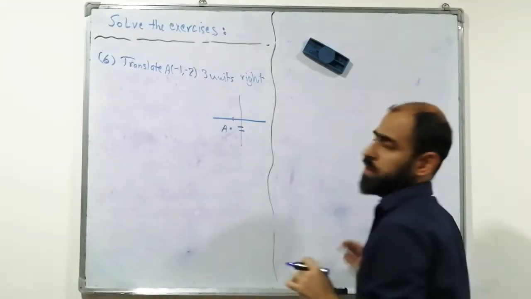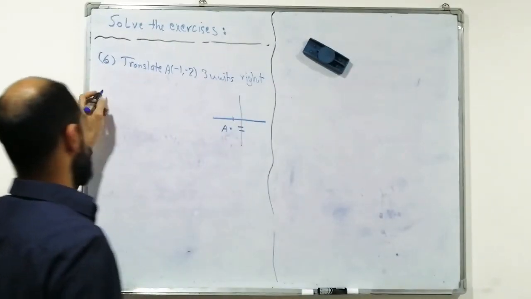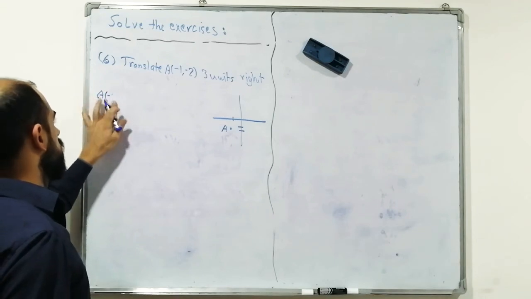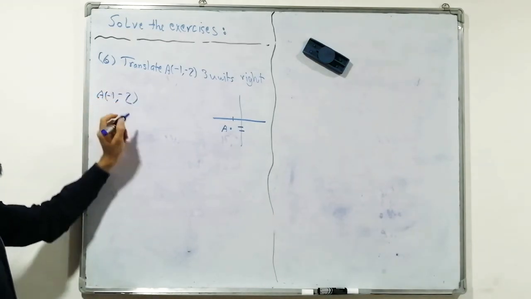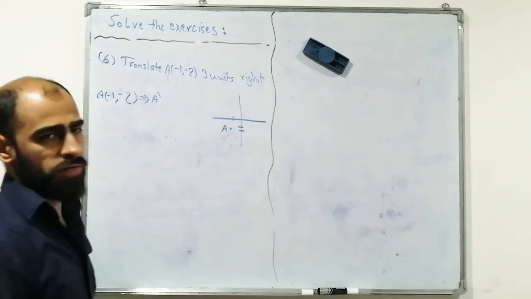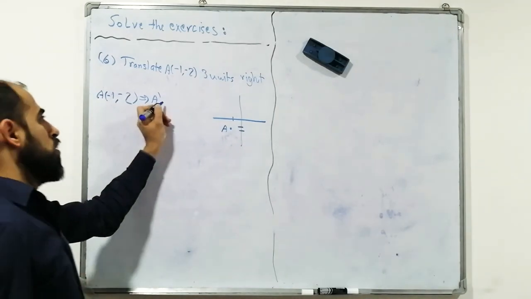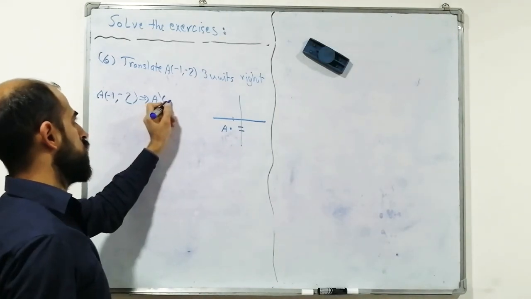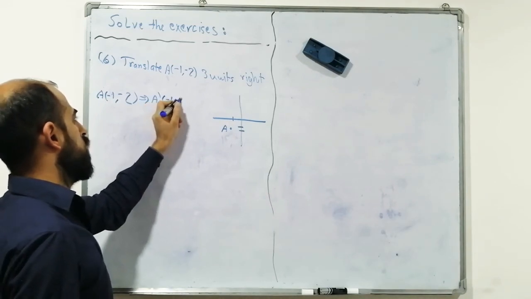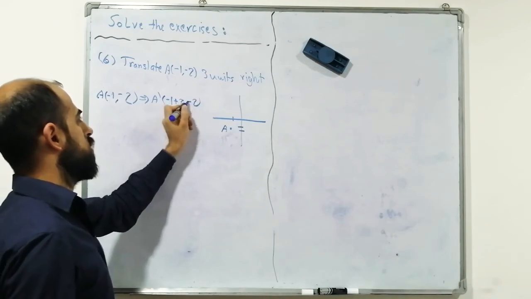Now, to represent its image, 3 units to the right, we have to find the translation of the point. A is (-1, -2). It's a translation A dash. We have the translation to the right, that means along the x-axis, so to the positive side of x. So we will add 3 to -1, and -2 stays -2.